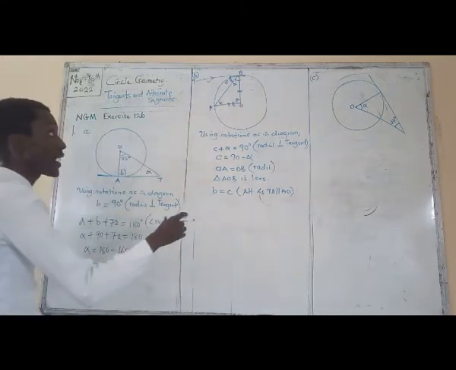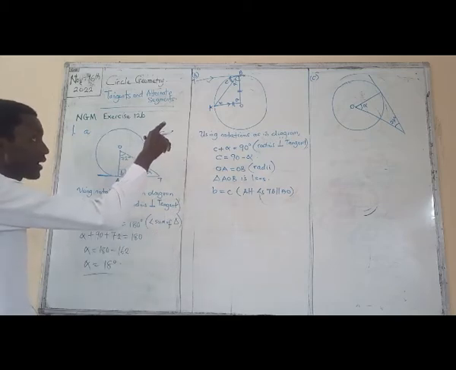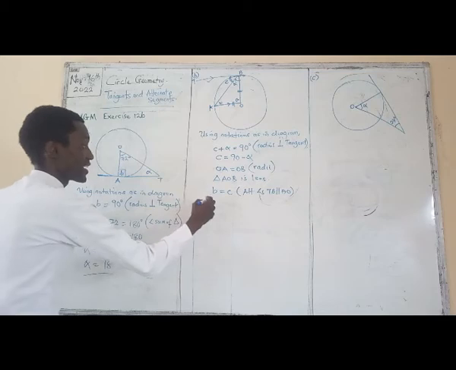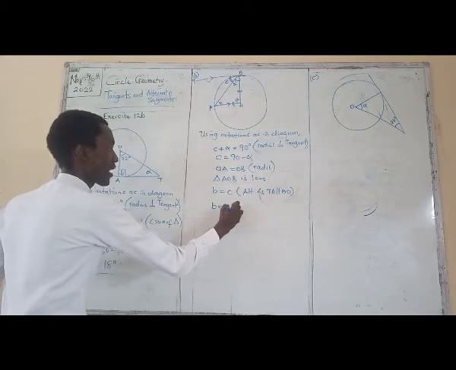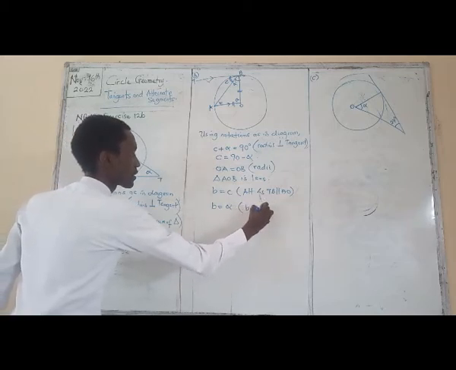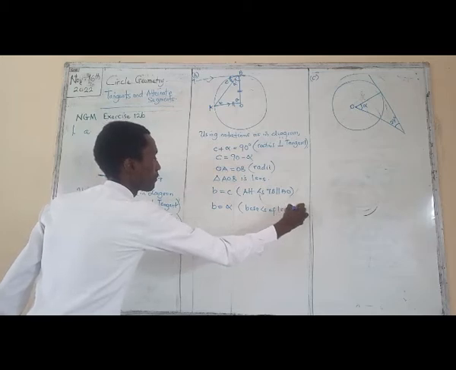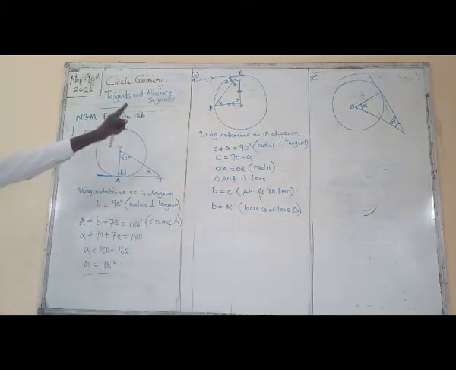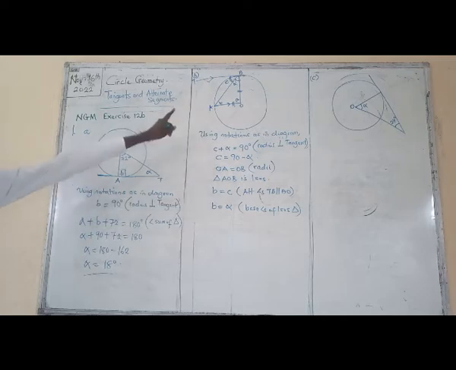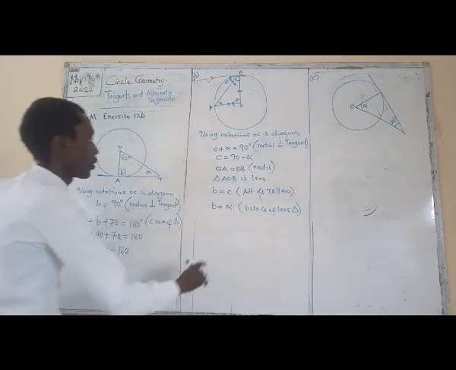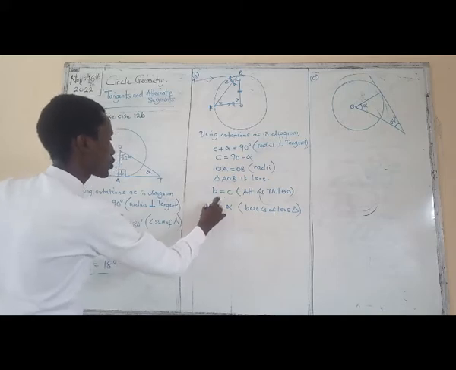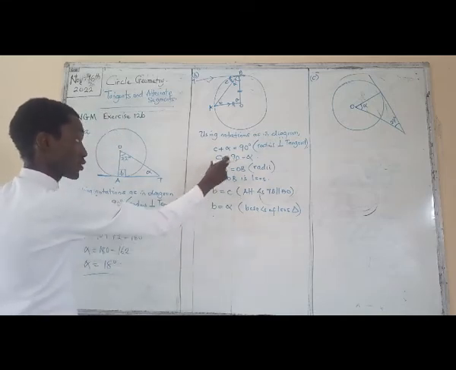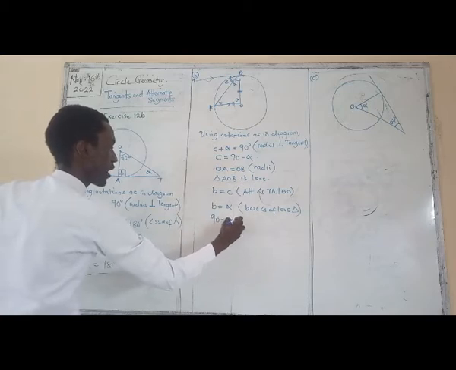So we have a situation where B is equal to alpha, base angles of isosceles triangle. Because what? They are what? Base angles of isosceles triangle. Okay, with that settled, B is equal to C and it's equal to 90 minus alpha. So 90 minus alpha will be equal to alpha.